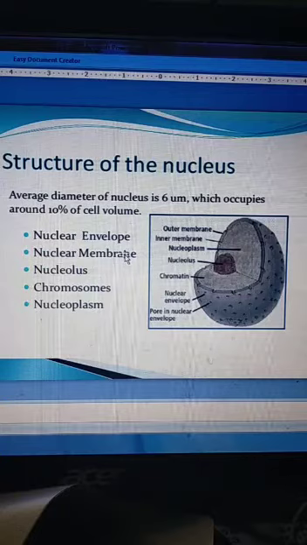Then, the structure of the nucleus. The nucleus is made up of several components: nuclear envelope, nuclear membrane, nucleolus, chromosomes, nucleoplasm. This is the two membranes, inner and outer membrane, and nucleoplasm.